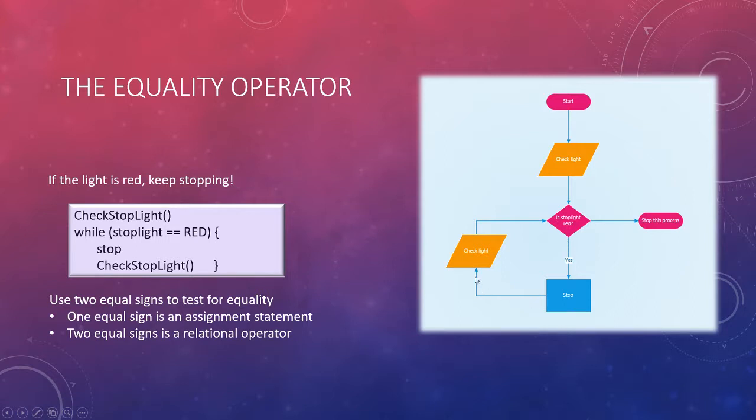Now, in that process, we're going to check that light again, see if it's still red. Yes, we're going to stop. Check that light again. Is it still red? Yes, we're going to stop. And we're going to keep doing that process until the state of that light changes to green, and then we would stop this process when our condition changed.